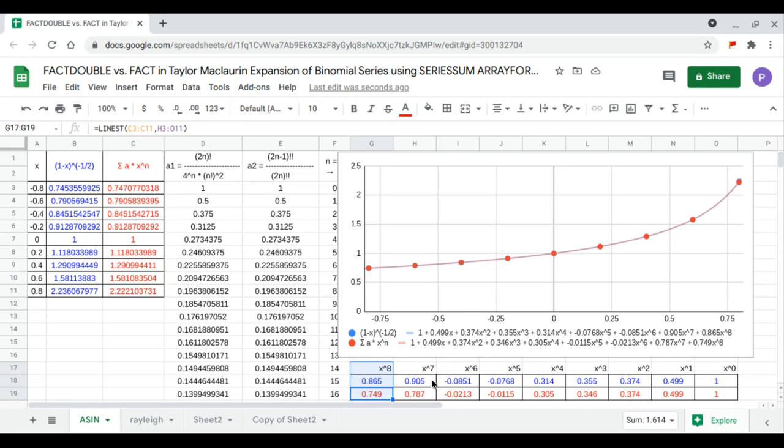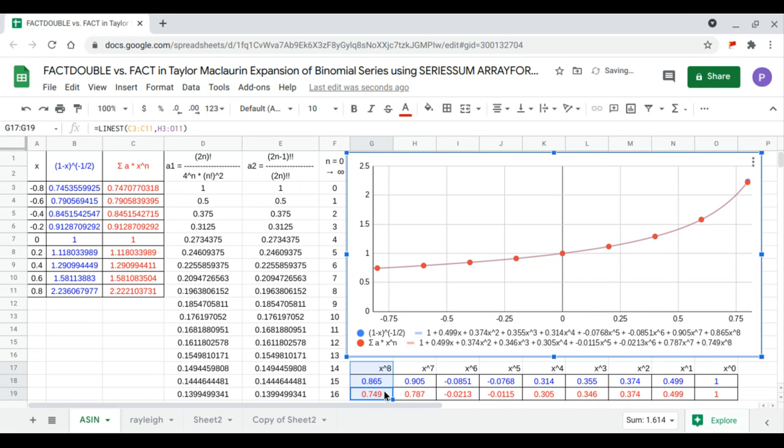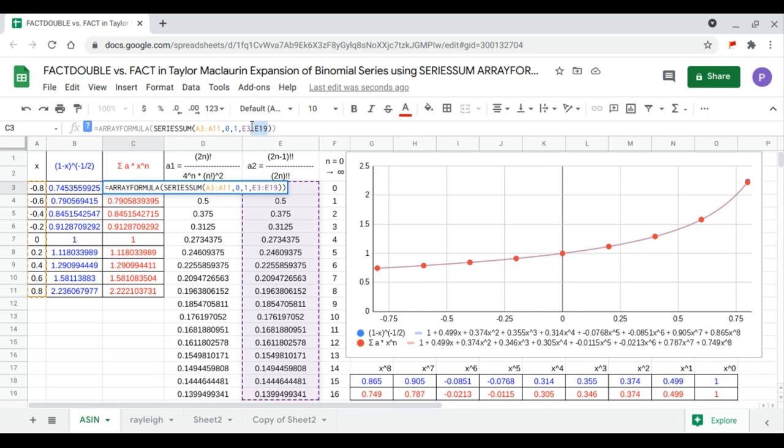0.865, 0.749. You can reduce this error by increasing the n to 100 or 1000, and you get a better approximation. Suppose we change this to D2 to D3 to D19. So we change this and we'll use the factorial. Enter.